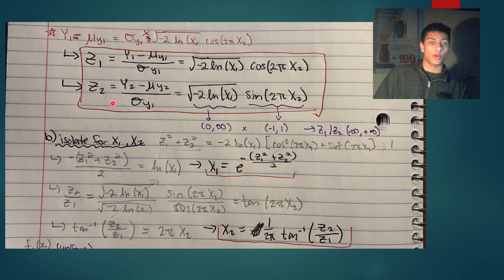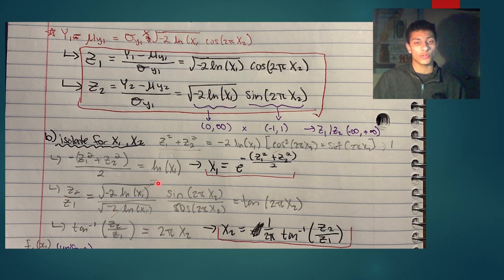So what we're going to do is divide z2 by z1, and that's exactly what we do here in order to let these two common factors cancel each other out. We do z2 over z1 on purpose because we have a sine and a cos term, and we know that sine divided by cos is going to be tan. So by doing this, z2 over z1 is equal to the tan of 2 pi x2.